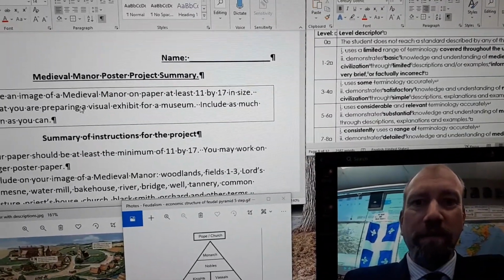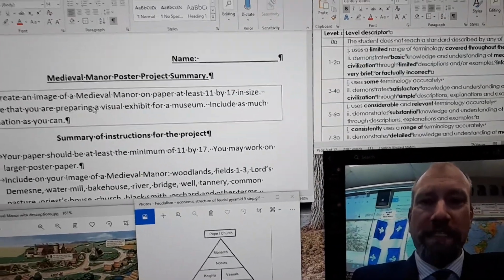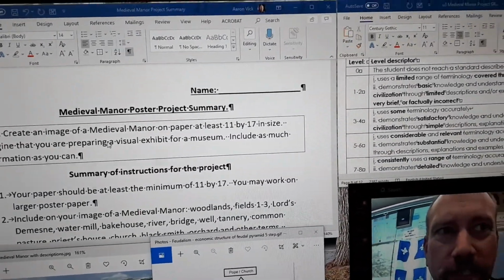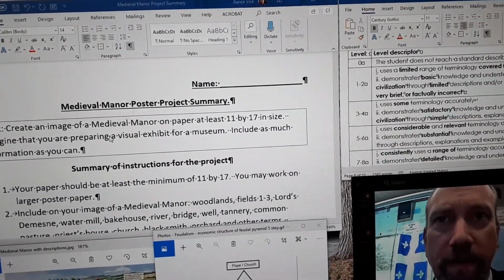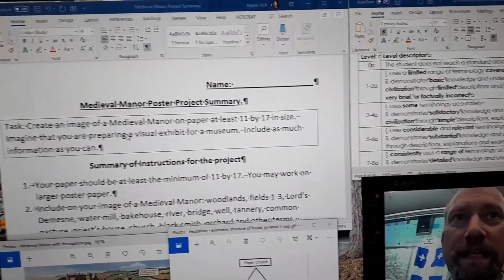This is Mr. Vic with a very fast overview of the Medieval Manor poster project summary. All right, your task is to create an image of a medieval manor on poster paper that is at least 11 by 17 in size.